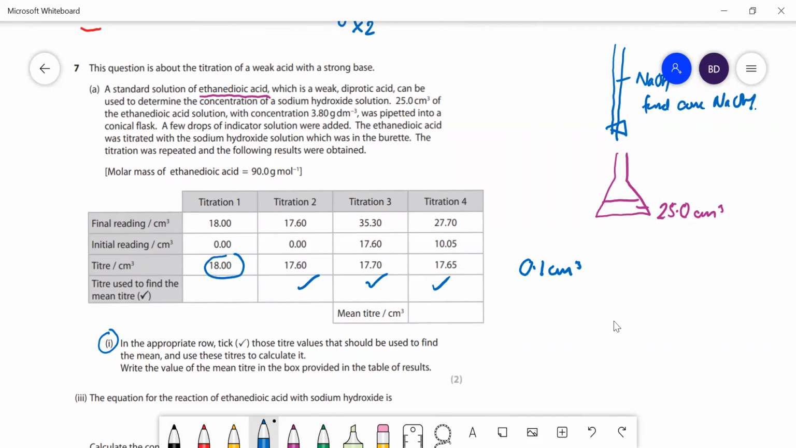So the average of those three, add them together, divided by 3, is obviously going to be 17.70. Put it in the box. 17.70 centimeters cubed. And we're going to need that later on.